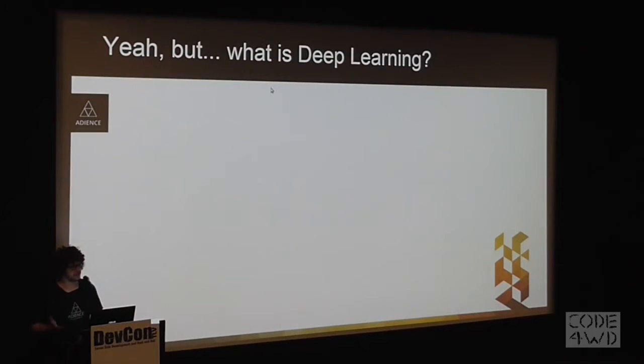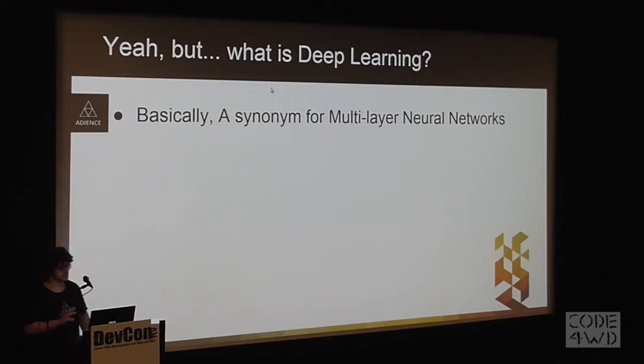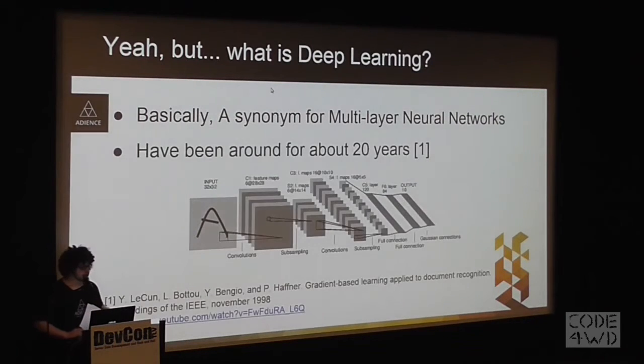Yeah, but what is deep learning? I haven't said anything that you guys don't already know. So basically, deep learning is just a synonym for multi-layer neural networks. And neural networks is basically a pretty old machine learning model. It was inspired by the brain, but actually doesn't even come close to the complexity of the brain. So basically, if you stack a lot of layers in a neural network, that thing is suddenly called deep learning. And actually, they've been around for quite a time. I hope that this video would work.